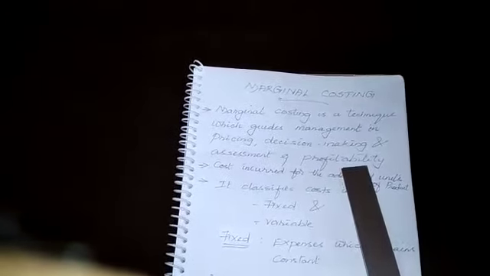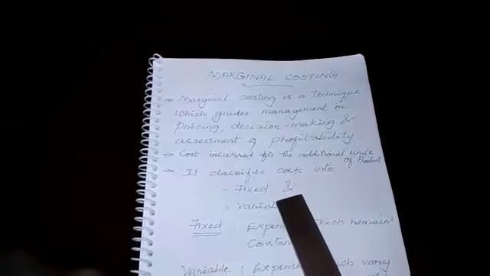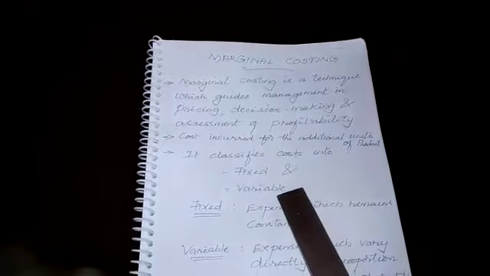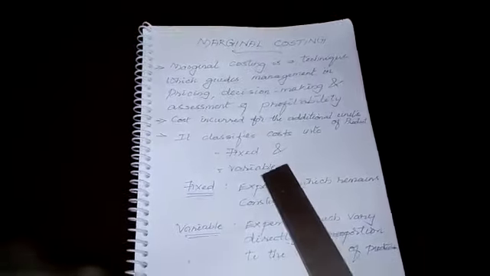Marginal costing means the cost incurred for the additional units of production or product. This marginal costing takes into consideration fixed cost and variable costs. We will see what is fixed cost and variable cost. From the name itself, we can infer or understand what is fixed and what is variable expense.